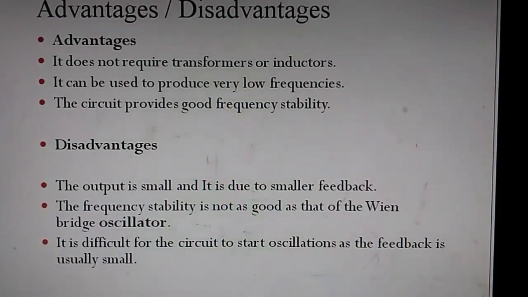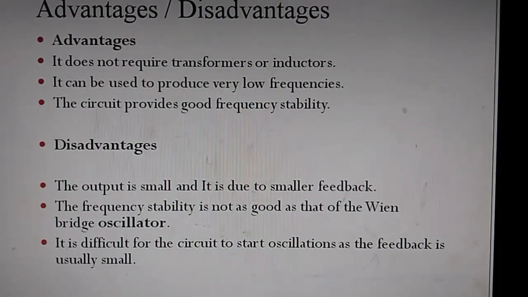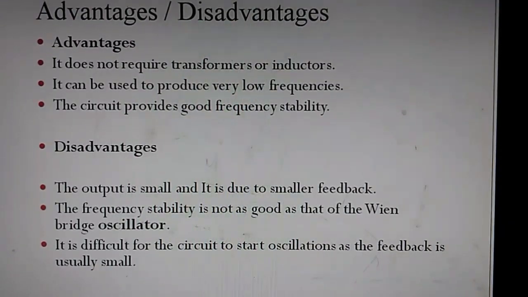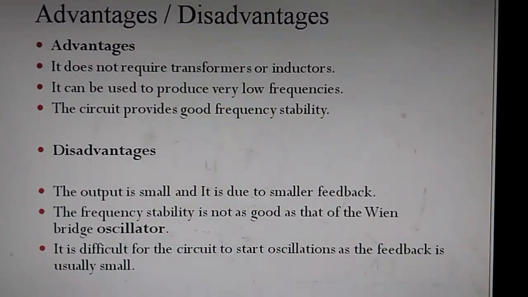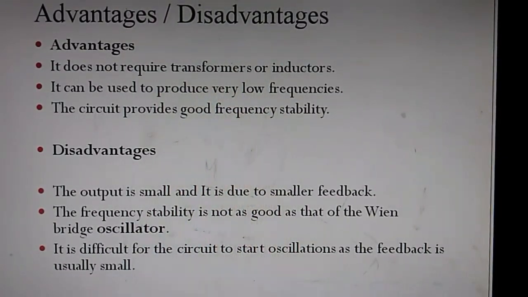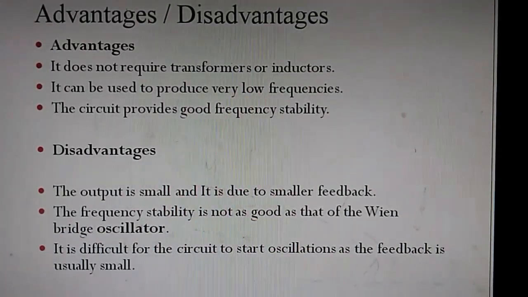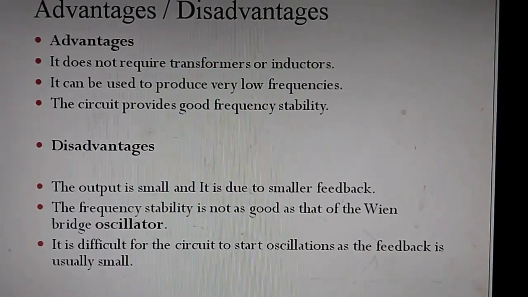The disadvantages are that the output is very small, due to smaller feedback, because the output is at voltage level, it is very small. We have to amplify the output waveforms. The frequency stability is not as good as that of the Wien bridge oscillator. So the Wien bridge oscillator has higher frequency stability compared to this. It is difficult for the circuit to start oscillations as the feedback is usually small, and due to the phase shift there is a delay in starting the oscillations at the start. Quick response will not be there.